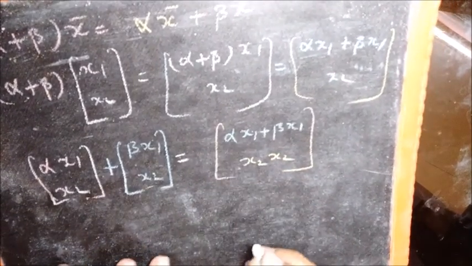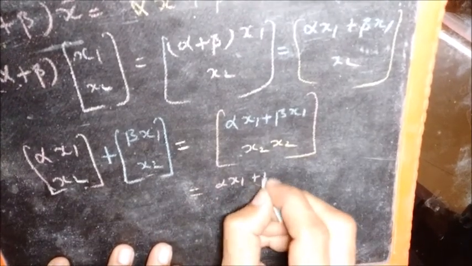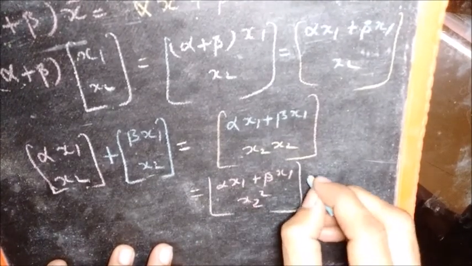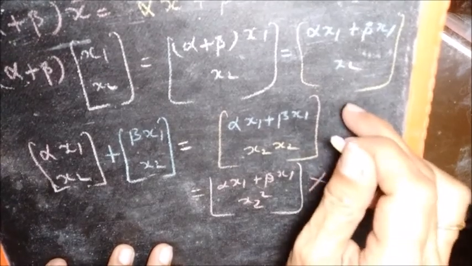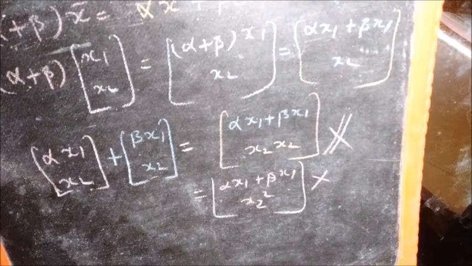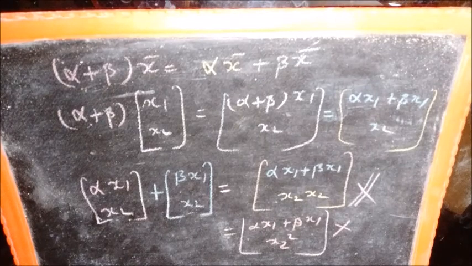We see that there is some trouble arising. This will be equal to alpha x1 plus beta x1. If we want, we can write x2 square. Now we see that this is not equal to this. So these two are not equal to each other. So the left hand side is not equal to the right hand side, which means that if we define vector addition and scalar multiplication the way we defined at the beginning of this example, R2, the set of real vectors in two-dimensional space, does not qualify as a vector space.